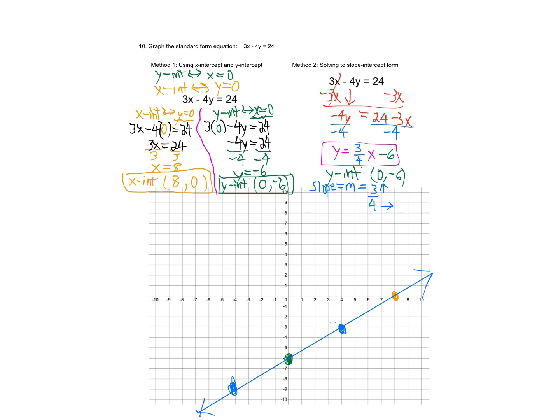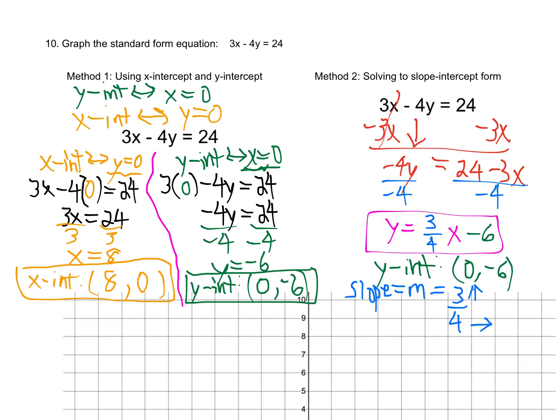On number 10, we're going to learn how to graph standard form equations. So I have 3x minus 4y equals 24. There's really two common techniques that people like to use. One of them is using the x-intercept and the y-intercept. Again, I only need 2 points to make a line. The intercepts are really easy to find.